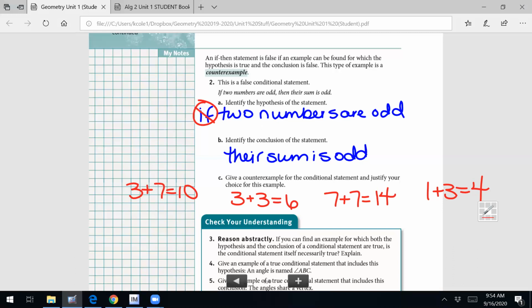The book says, no, there may be other examples for which the hypothesis is true and the conclusion is false, which would make the conditional statement false. Just like what we said. Number 4, give an example of a true conditional statement that includes this hypothesis. An angle is named angle ABC. So it wants us to give a true conditional statement that goes with that. What have we learned about angles already this year?